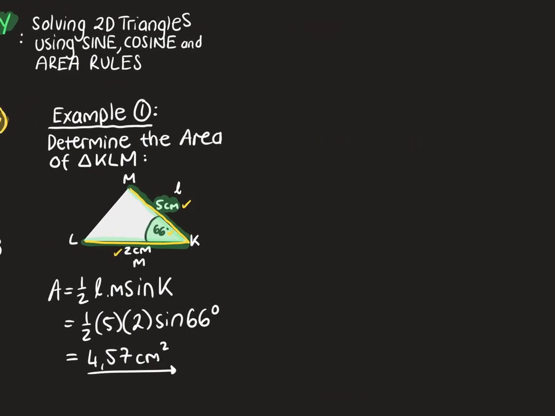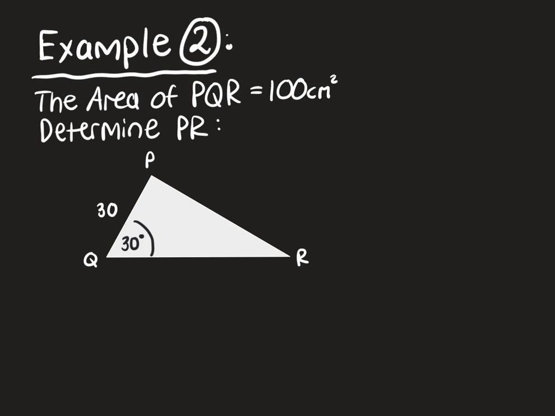Let's do another example just to make it fun. So example 2 is dealing with the area of PQR equals 100 square meters or centimeters squared. So we know that the area, we've got the area. So let's put in our knowns here. So we know that the area of this whole triangle is going to equal 100 centimeters squared. We also know the angle and we also know the side.